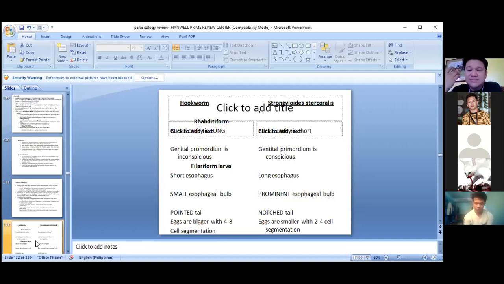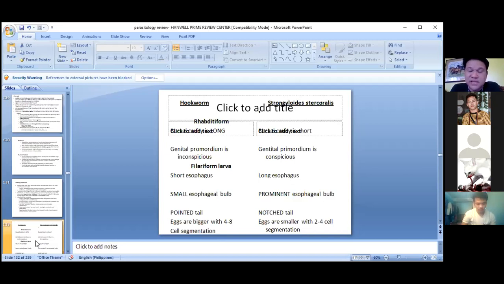Pero pag ang pinag-uusapan ay esophageal bulb, ESH. Ang pinaka predominant ang esophageal bulb ay Enterobius vermicularis, followed by Strongyloides stercoralis, and the last would be your hookworm. Naintindihan? Okay na tayo? Pag genital primordium, S-H-E. Naintindihan? Pag esophageal bulb, E-S-H. Questions?